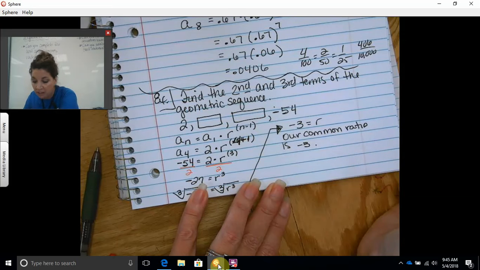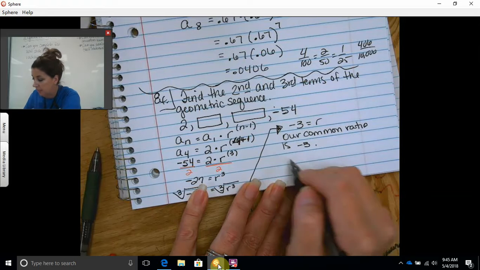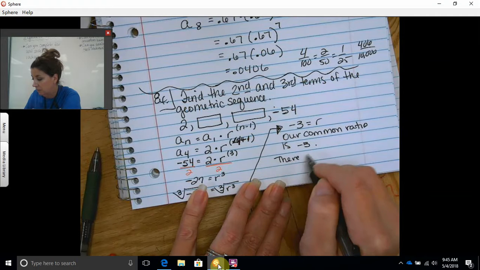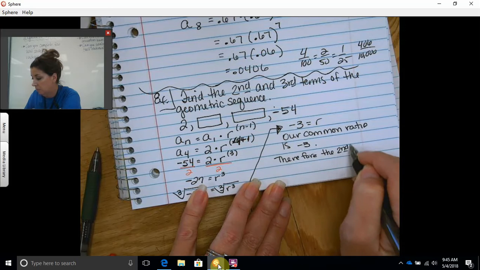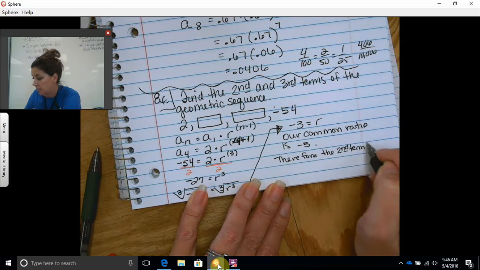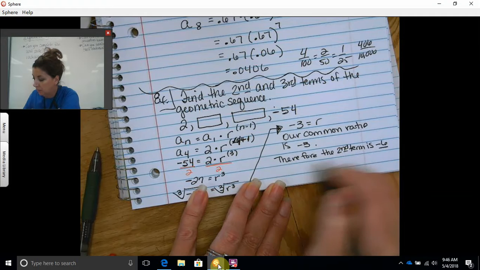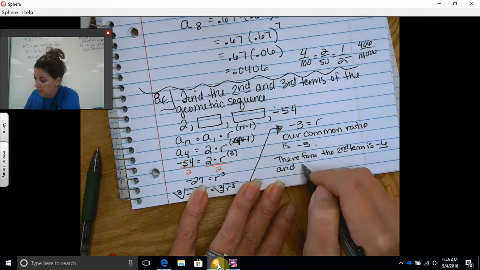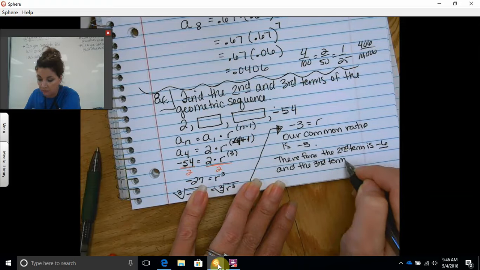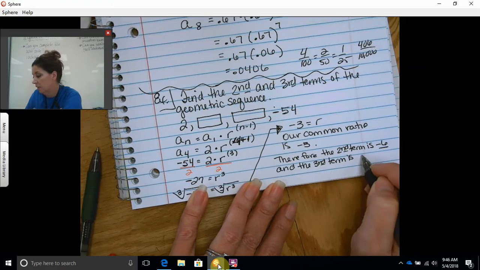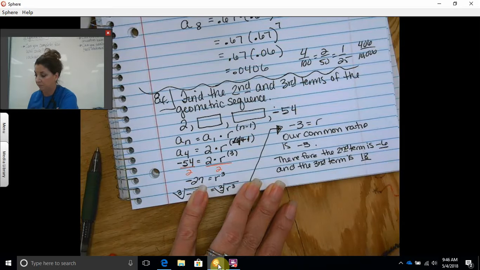So if we know that, what must our second term be? -6. So therefore, the second term is -6, and the third term is +18.